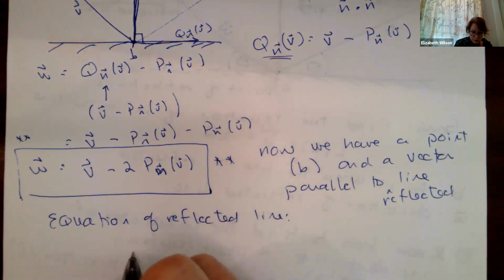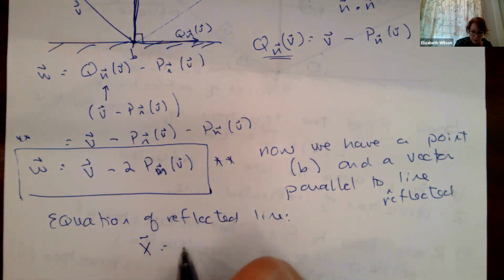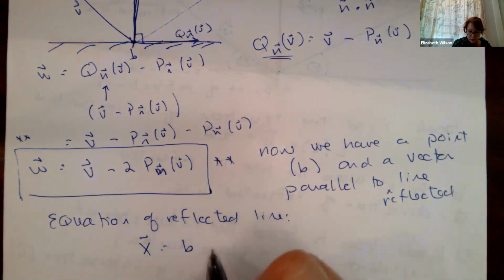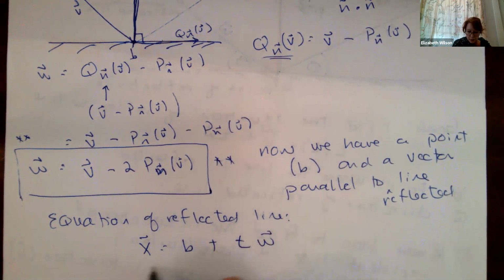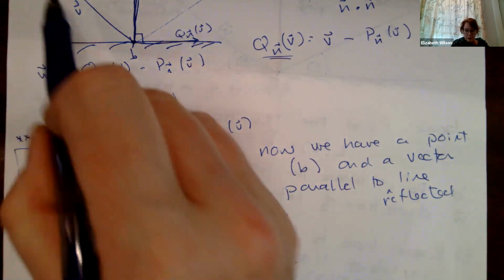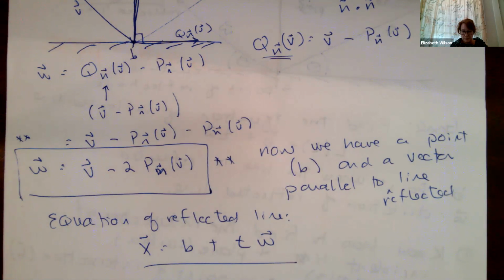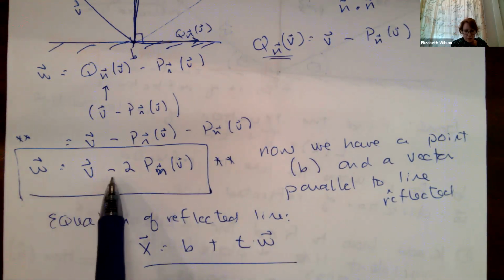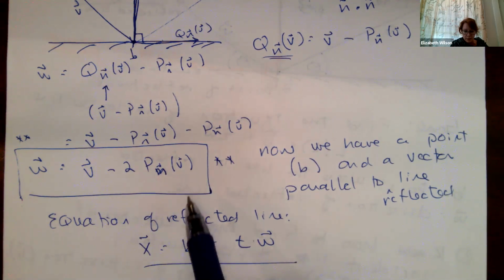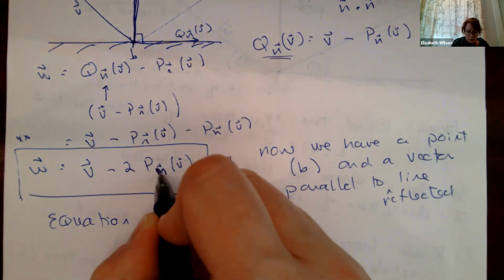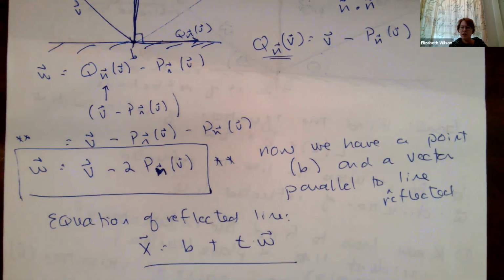So my equation of the reflected line is going to be x equals b plus t times w. B I found when I did the intersection of my incoming line with my surface. And then W I found by saying incoming minus 2 times the projection of V onto N. This is an N, it doesn't look good. Okay, we're going to go through some examples so you can see what this looks like.